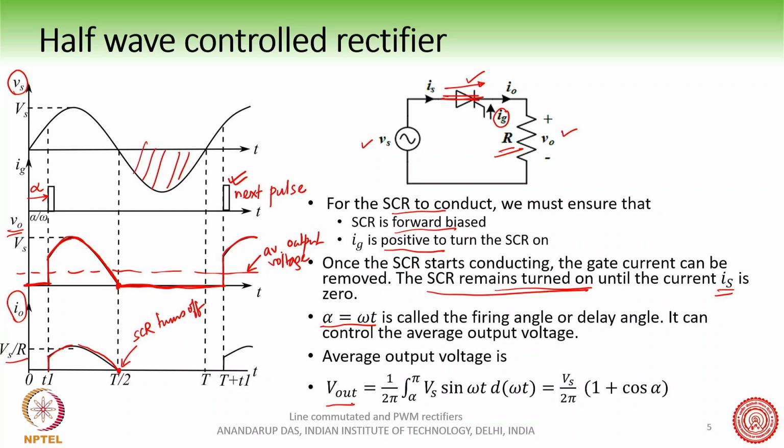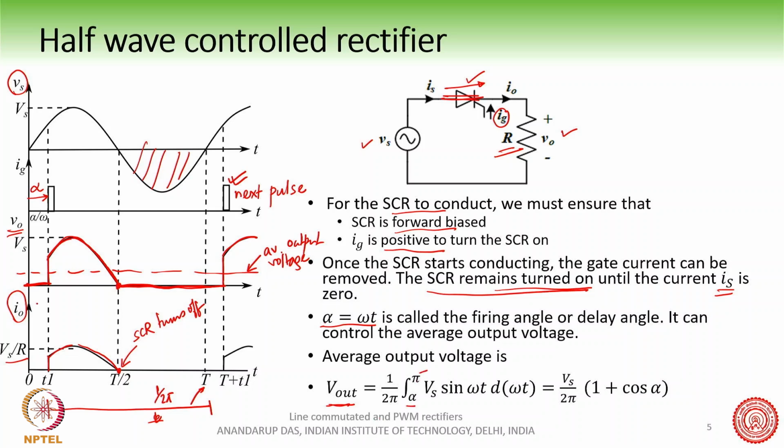This is the average output voltage, and it can be mathematically determined by using this expression here. Okay, so the average output voltage V out is 1 by 2 pi. This is the total time period, which is given by T, and we can also write it as 1 by 2 pi, integrating from alpha to pi.